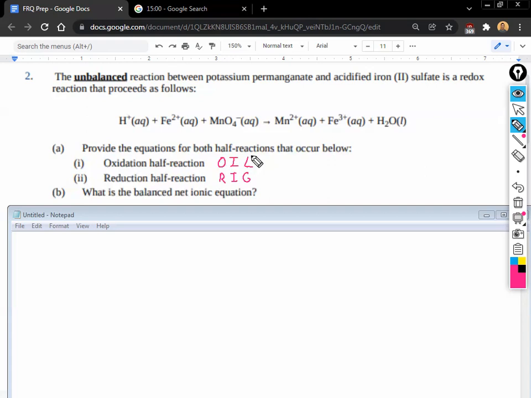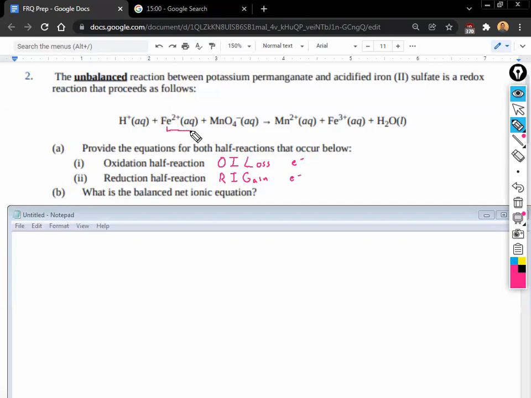So we have OIL RIG as the acronym for oxidation and reduction. OIL RIG stands for oxidation is loss, so it's when you lose electrons, and reduction is gain, when you gain electrons. When we take a look at this equation, we want to figure out which one lost electrons and which one gained electrons. That's going to tell us the oxidation and reduction. So all we need to do is follow the elements. Let's start with the ions because they're easier.